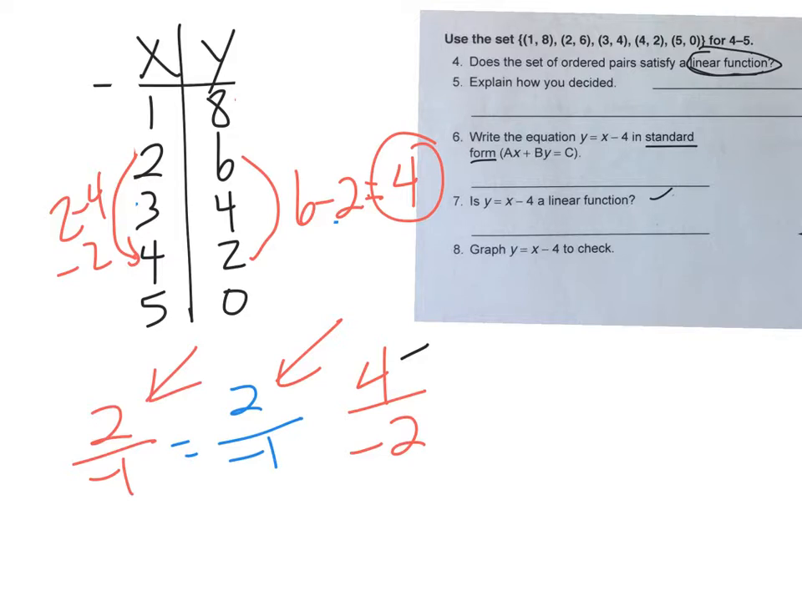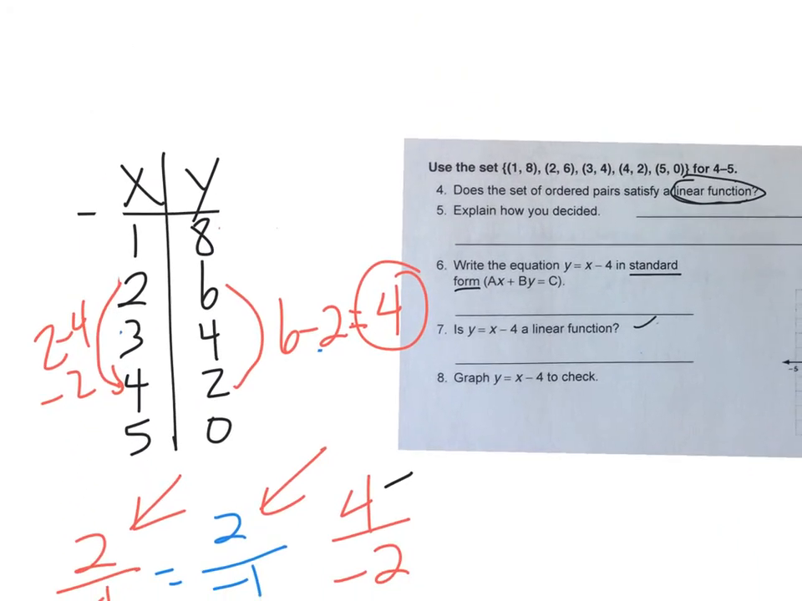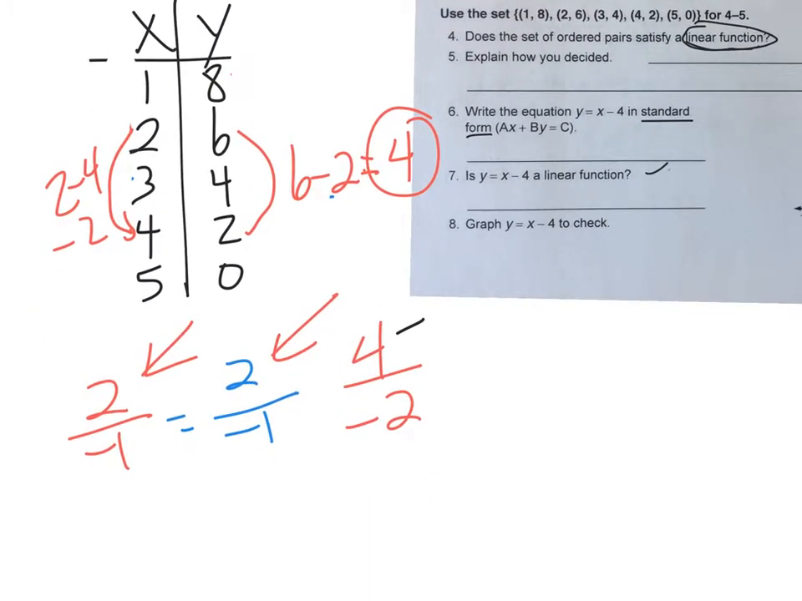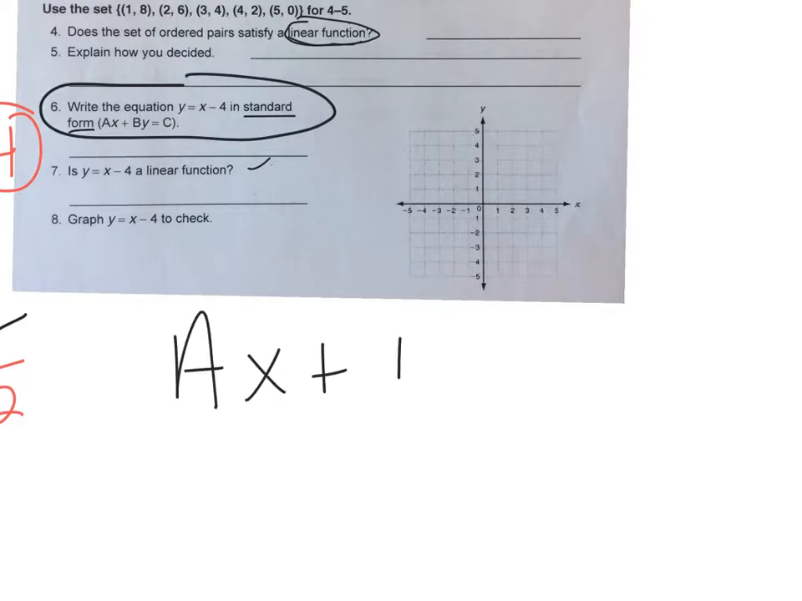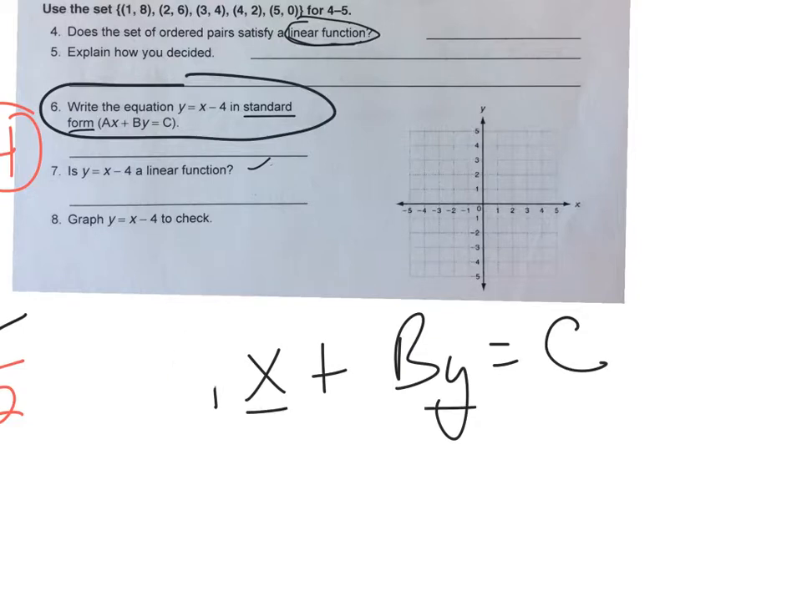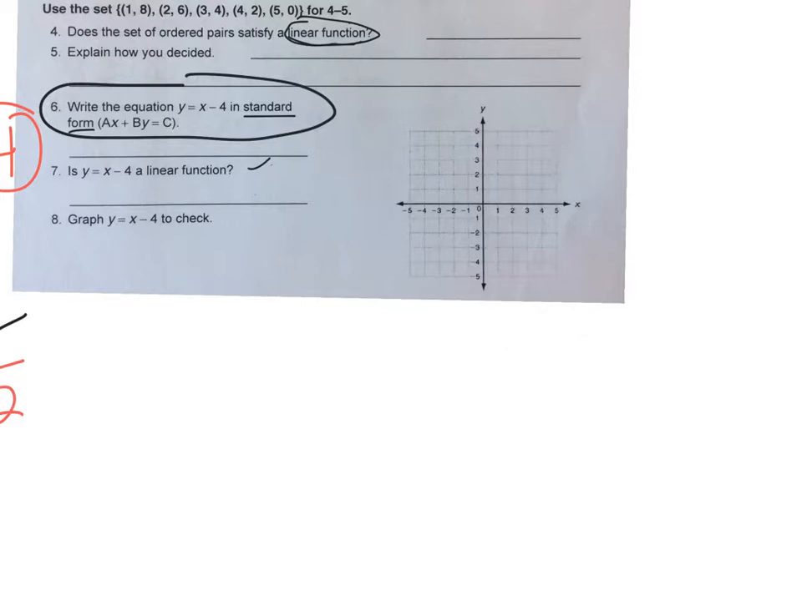Now, we're going to take that equation, y equals x minus 4, and let me move all this out of the way. Now, what we're going to do is take this equation and put it in standard form. Now notice, ax plus by equals c. x and y are on the same side. Well, we've got to take our equation and make it look very similar to that. So our equation is y is equal to x minus 4.